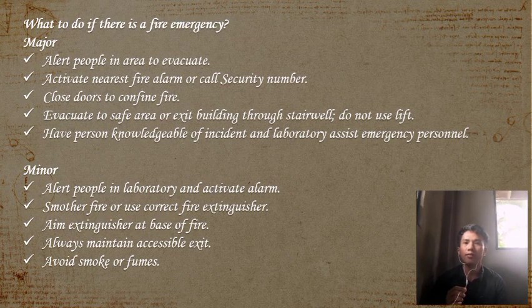What to do if there is a fire emergency? Major fire emergency. Alert people in the area to evacuate. Activate the nearest fire alarm or call the security number. Close doors to confine the fire. Evacuate to a safe area or exit the building through the stairwell. Do not use the lift. Do not use the elevator. Have a person knowledgeable of the incident and laboratory assist emergency personnel.